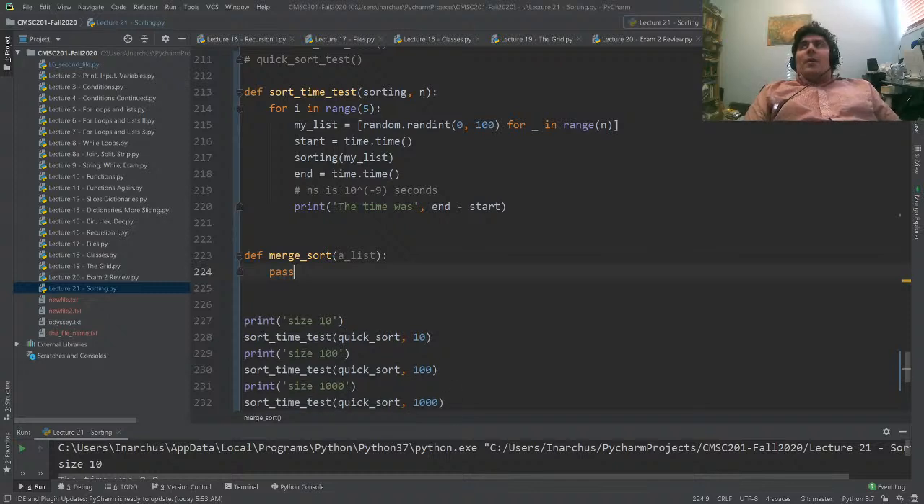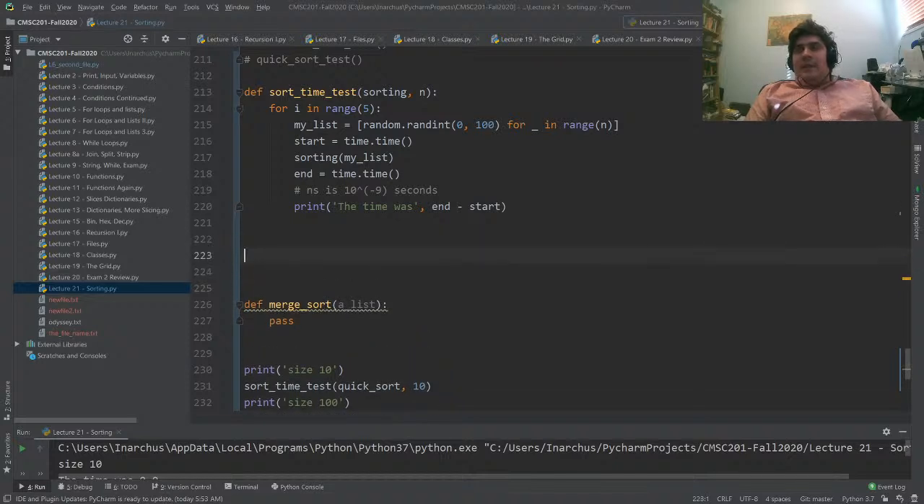Okay, I want to talk about merge sort just a little bit. So what merge sort does is it splits a list in half, and then it merge sorts the two halves, and it splits the list in half and merge sorts the two halves, and splits the list in half and merge sorts the two halves. So let me show you how that works.